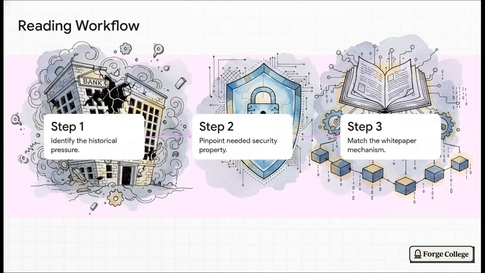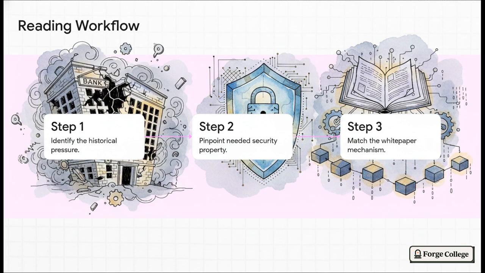Moving on to Section 4, the three-step workflow, mapping motivations. All right, now that we've seen the micro-level locking mechanism in action, we need a way to zoom out. We need to apply this when reading the actual Bitcoin white paper. And I highly, highly recommend using this standardized pedagogical framework when you dive into Satoshi's text. It just makes everything click.